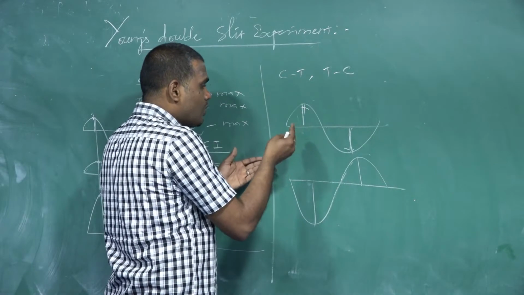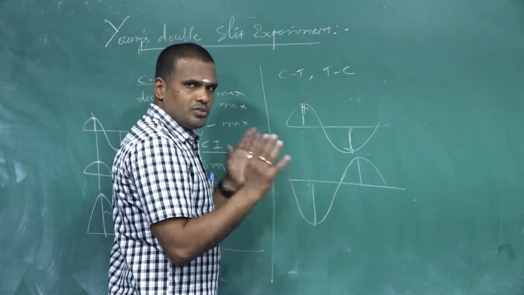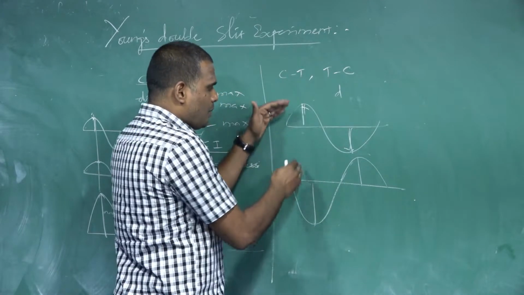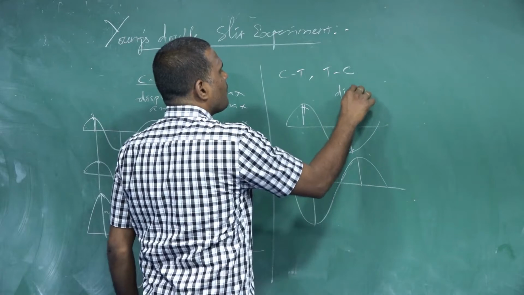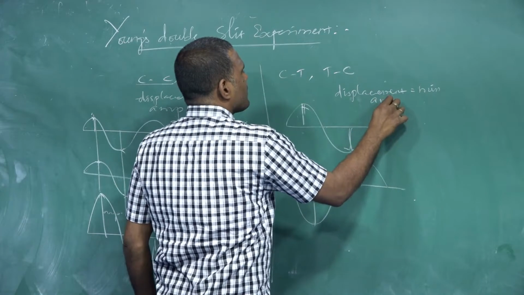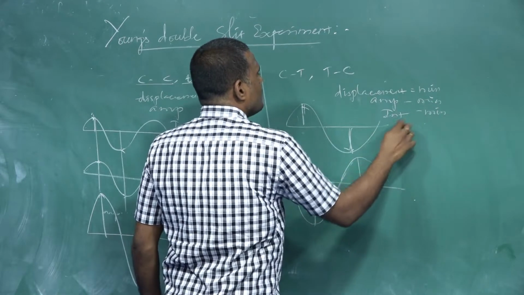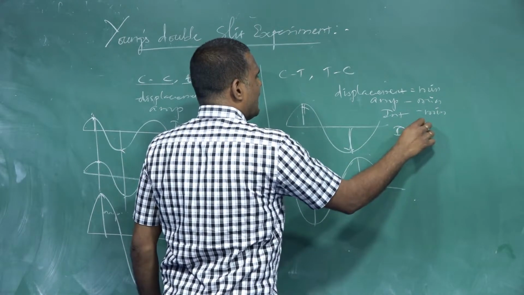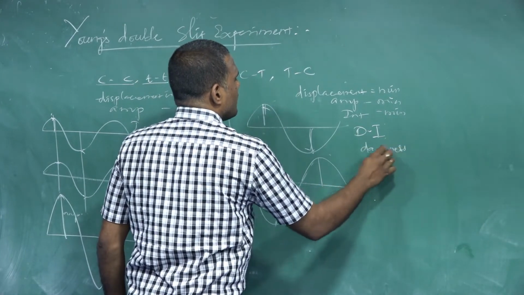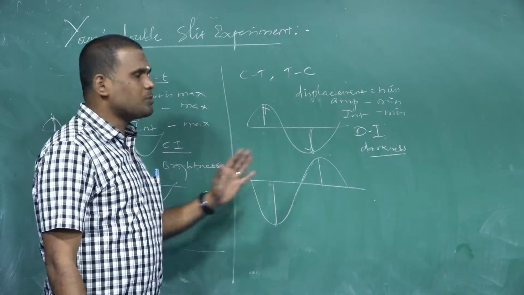This wave will be moving in the positive direction, this wave will be moving in the negative direction. What is the resultant amplitude? Zero. So we can say here, if the amplitudes are equal, displacement is zero. If the amplitudes are different, then displacement is minimum. Displacement is minimum, amplitude is minimum, intensity is minimum, destructive interference takes place, so darkness results. This is the principle of interference.